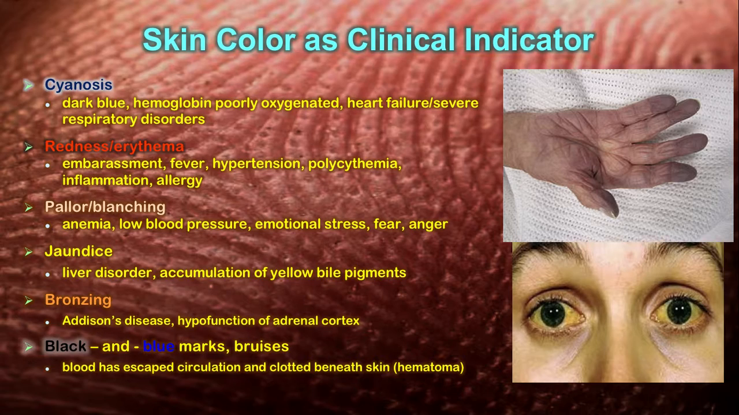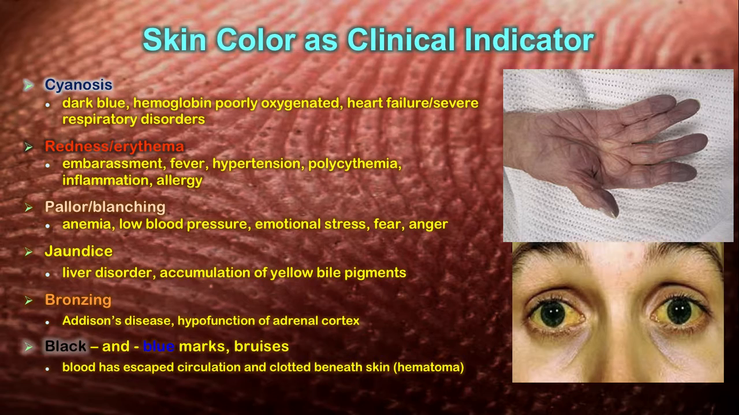Bronzing. It's what it sounds like. Your skin turns bronze, a darker brown color. That is a clue that the person probably has Addison's disease, which is a malfunctioning adrenal cortex or adrenal gland. So hypofunction, it's not working like it should. It's underfunctioning.